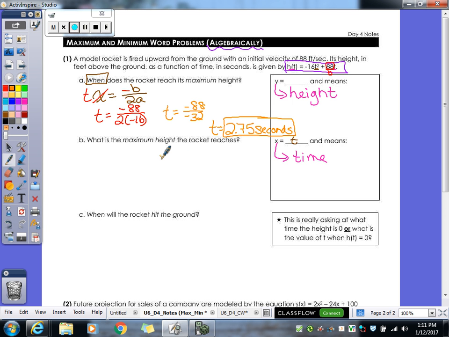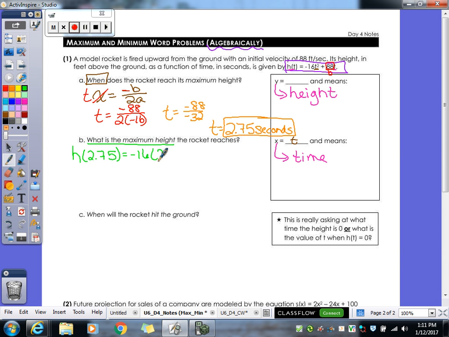So when does the rocket reach its maximum height? It reaches it at 2.75 seconds. So then our next question is, what is the maximum height? So what should we do with our 2.75? Plug in for every t. Yep, plug it in. So we're going to plug in 2.75.